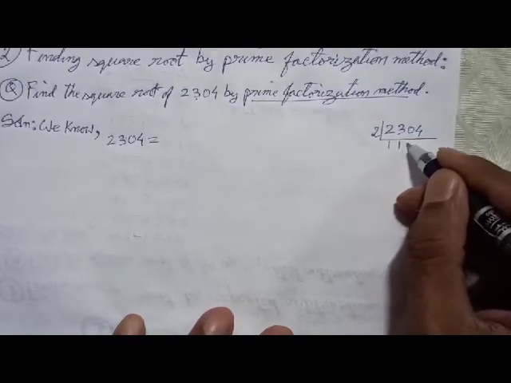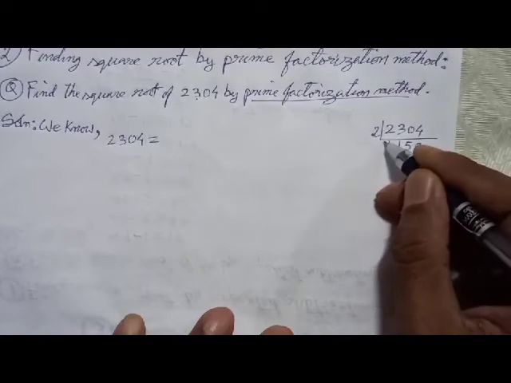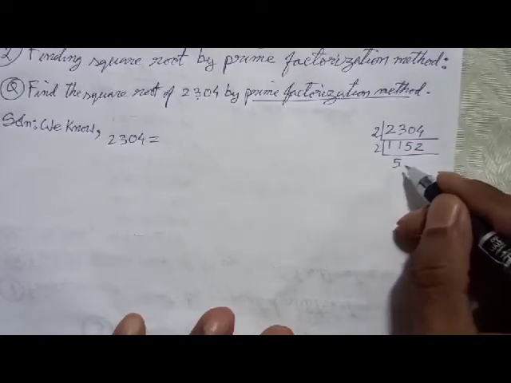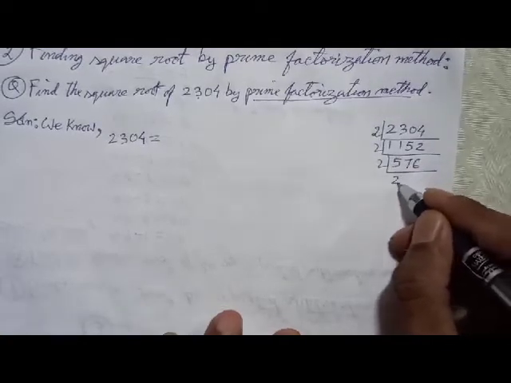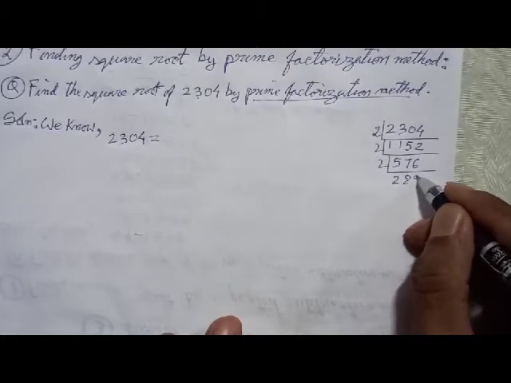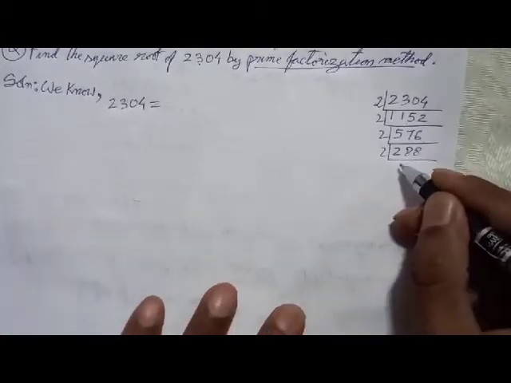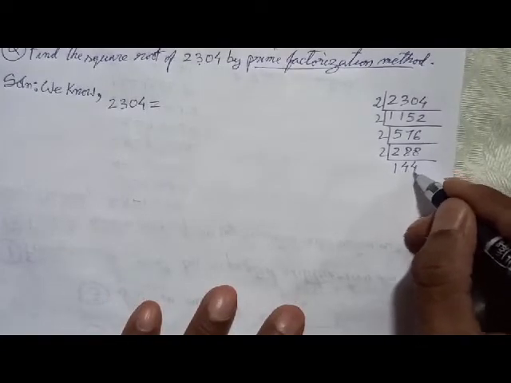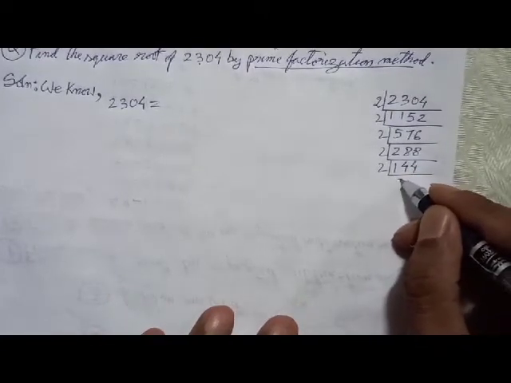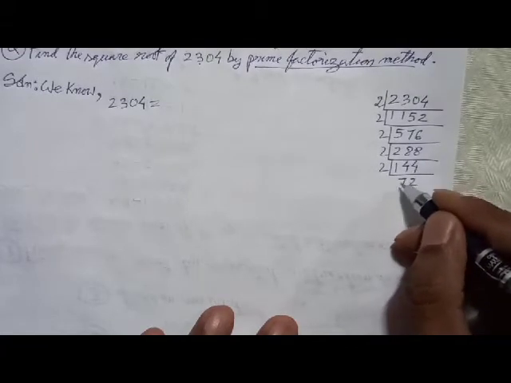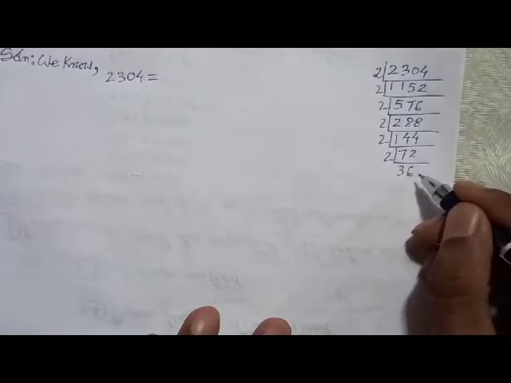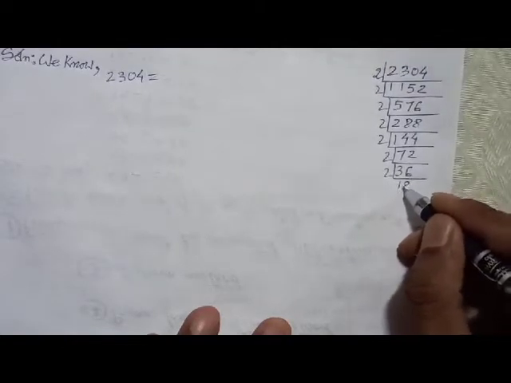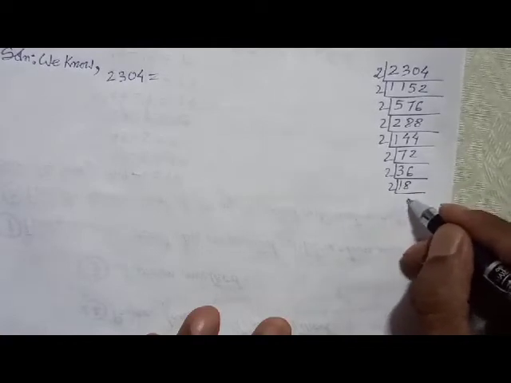2 1 time is 2, 2 1 time is 2, 2 5 time is 10, 2 2 are 4. Again divide by 2. 2 5 time is 10, 2 7 are 14, 2 6 are 12. Again divide by 2. 2 2 are 4, 2 8 are 16, 2 8 are 16. Again divide by 2. Again let us divide by 2. 2 7 are 14, 2 2 are 4. Again let's divide by 2. 2 3 are 6, 2 6 are 12. Again divide by 2. 2 9 times is 18, divide by 3 times.